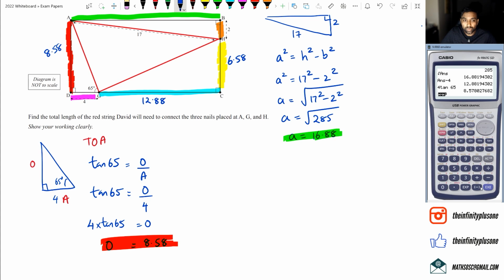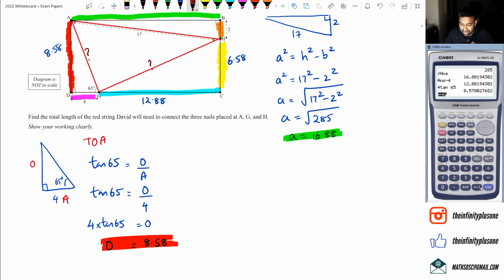Now I need to work out the length of the red string. So I still need to figure out this hypotenuse here and also this hypotenuse. Now, of course, at this point, especially for the one on the left hand side, you can be like, well, I could use trigonometry, but it doesn't really matter.